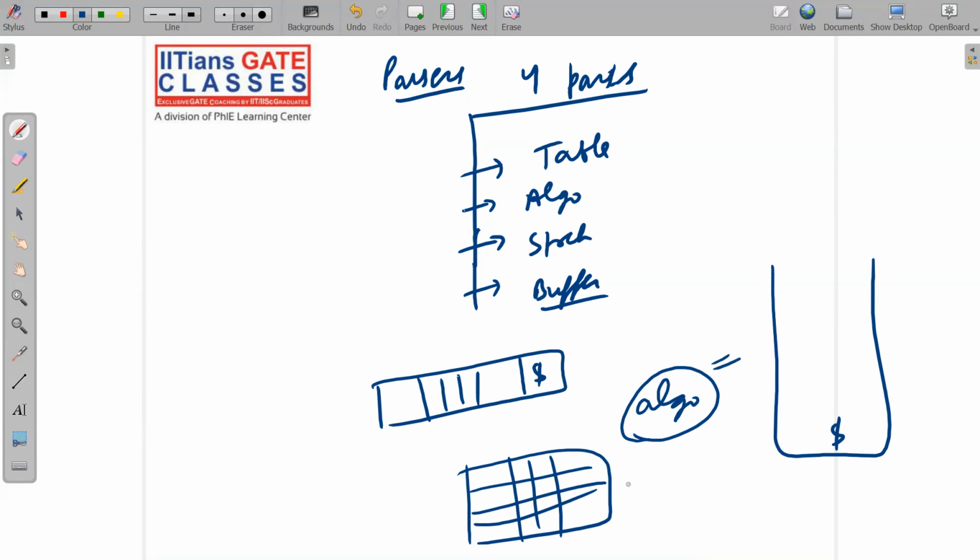So: table, stack, buffer, and algorithm. Four parts in every parser. Obviously the operator precedence parser is also a type of parser, so it will have these four parts. Let me discuss them one by one. The first part is the table. How do we construct the table? Let me show you an example. Please note it down. I will jump to the next slide.